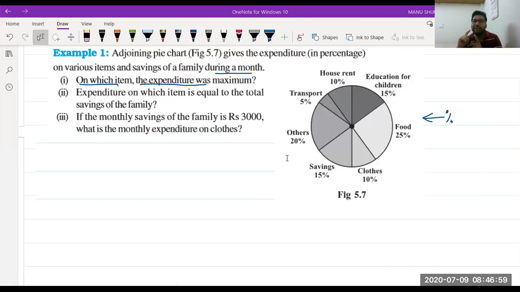Now the question is asking expenditure on which item is equal to total savings. Savings is 15%, expenditure for children's education is 15%. So they both are equal.